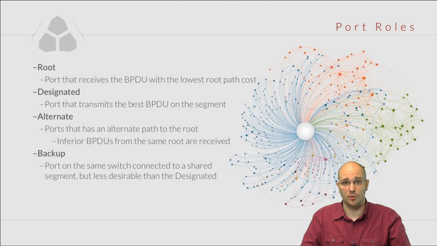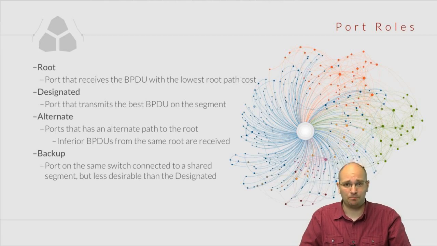It's the port on the switch that is closest to the root. The only switch in the whole network that will not have any root ports will be the root itself. All other switches will have one and one root port only. The designated port is the port that transmits the BPDU with the lowest root path cost on the segment.